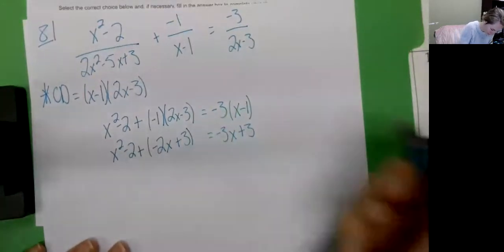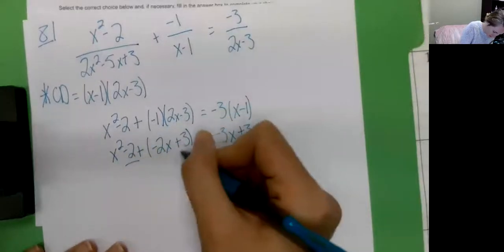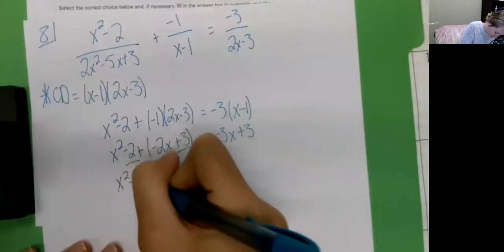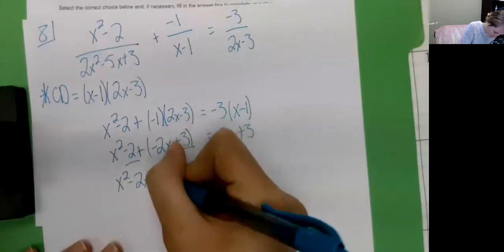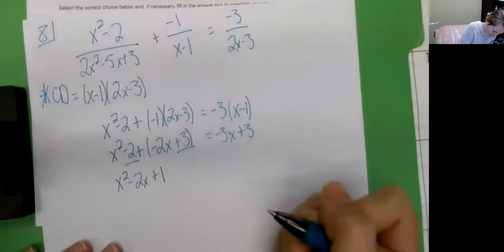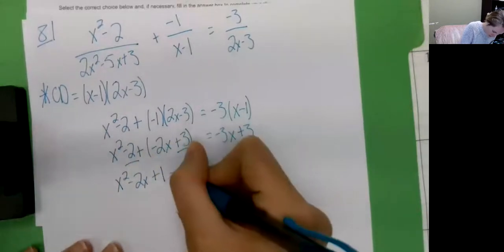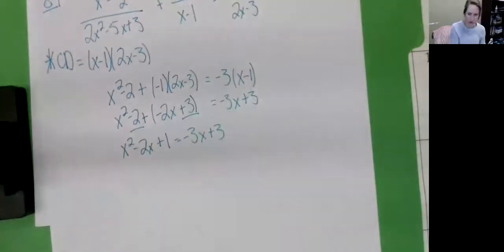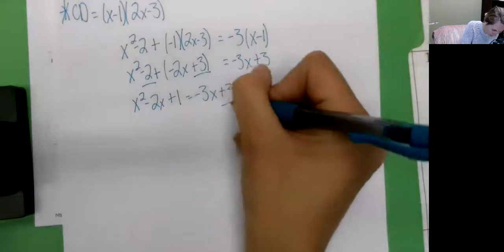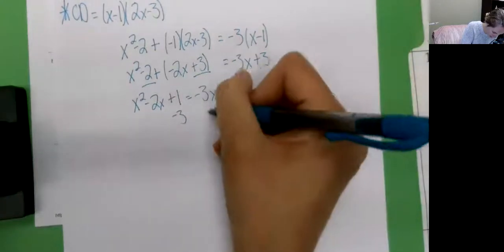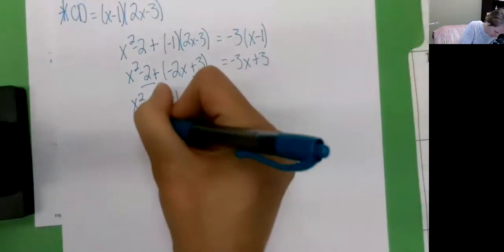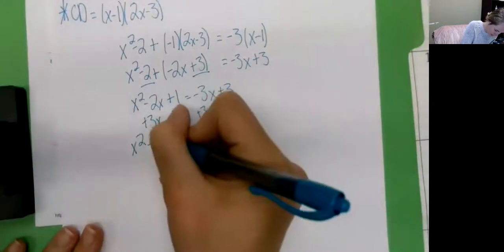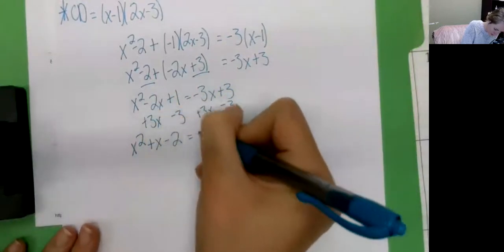All right, combine our like terms. So you have this and this. x squared subtract 2x plus 1 equals negative 3x plus 3. We're going to move everything to one side and make it equal to 0, so I'm going to subtract this 3 and add 3x. So we have x squared plus x subtract 2 equals 0.